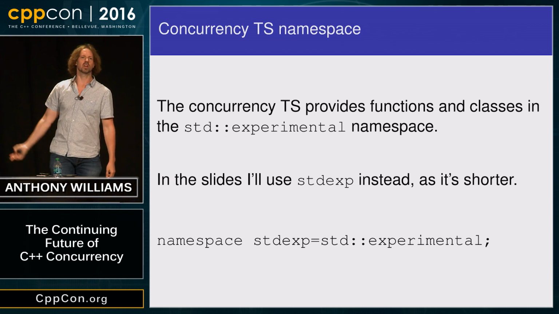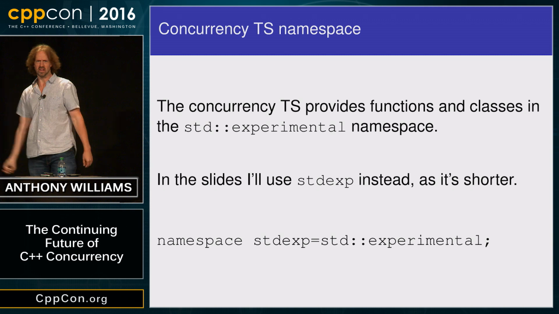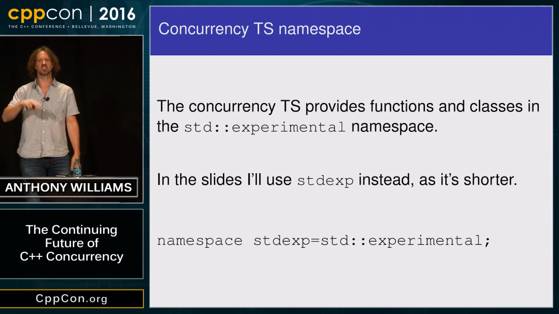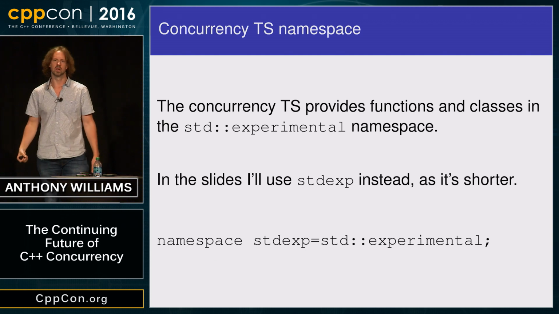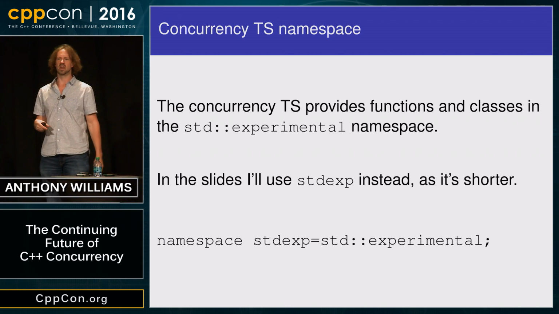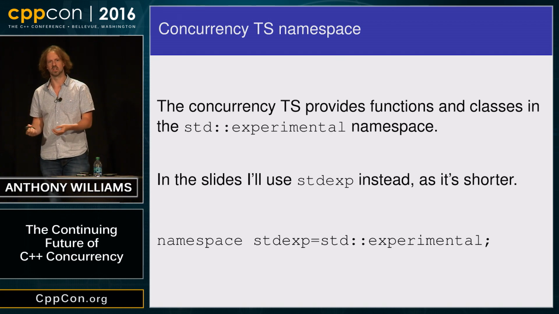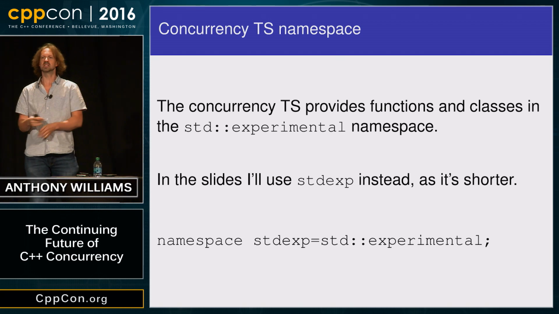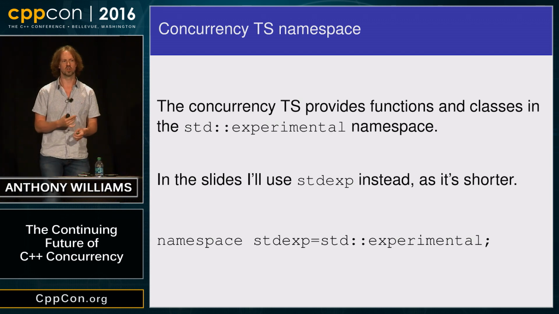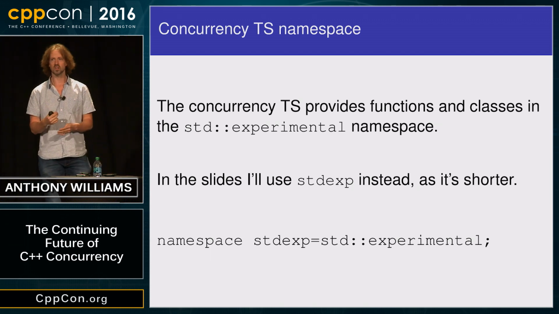Okay, so I'm going to have some actual more concrete examples of some of these things. Everything in the TSs is in the standard experimental namespace. That doesn't mean that it's poor code and that you shouldn't use it. It means that it's an experimental interface. The C++ Standards Committee aren't committing that this is what it's going to be like when it gets into the final standard. So don't let that put you off.